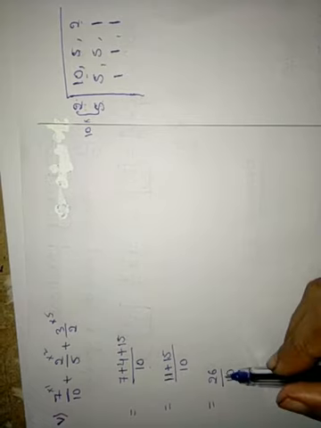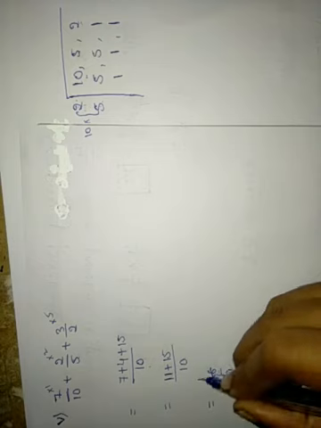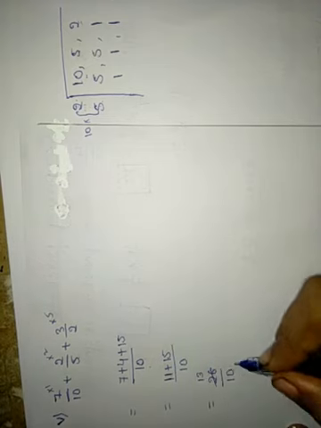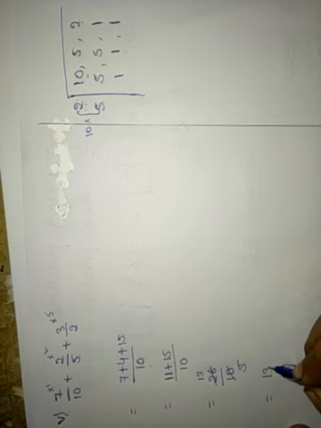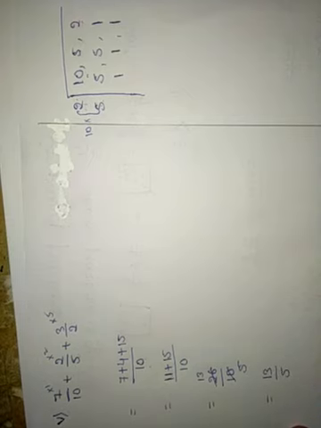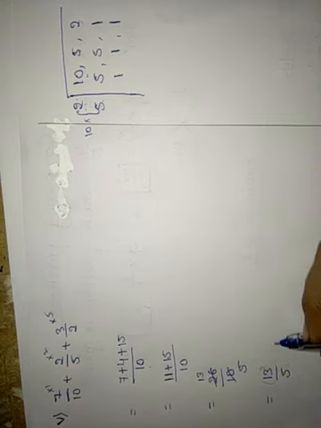And here further it will get simplified. So we'll simplify it. 2 1s are 2, 2 3s are 6, 2 5s are 10. Then the simplified answer is 13 by 5. Or you can write this as an improper fraction because the numerator is greater than the denominator. Yes or no? You can write it in improper fraction also, or we can write it in mixed fraction.